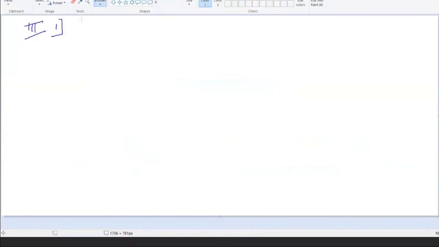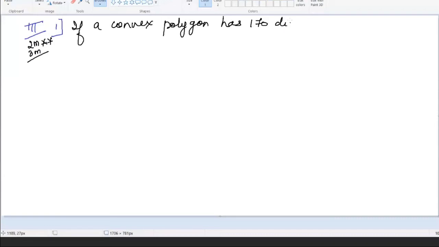If a convex polygon, now this question is very, very important for 3 marks. Sometimes it will be asked as a 2 or 3 marks. If a convex polygon has 170 diagonals, find the number of sides of the polygon.